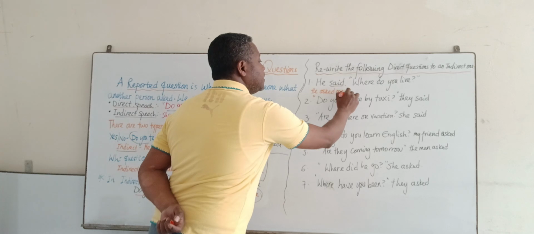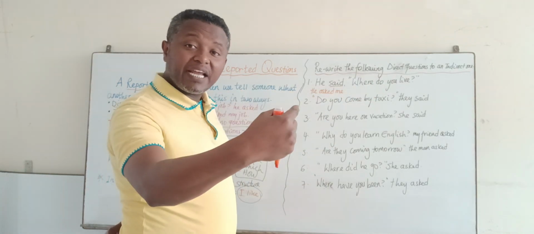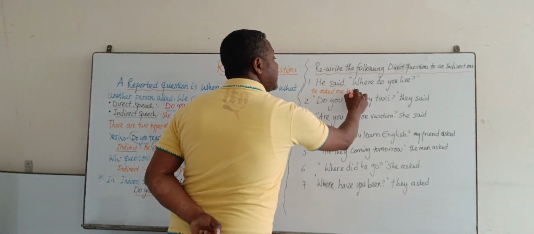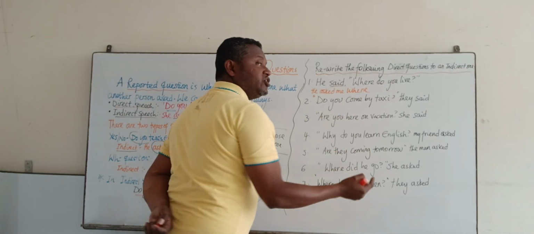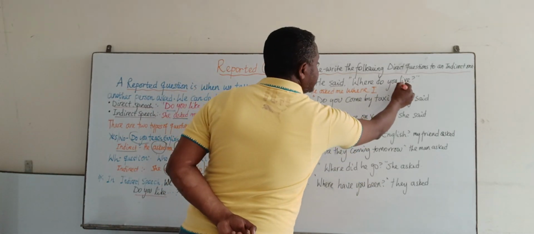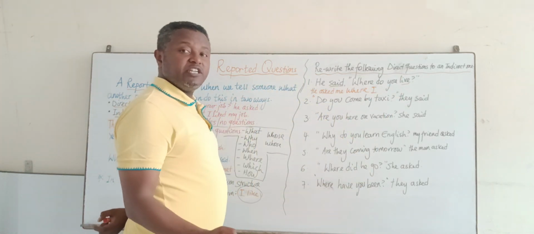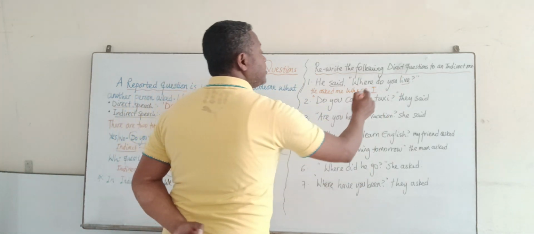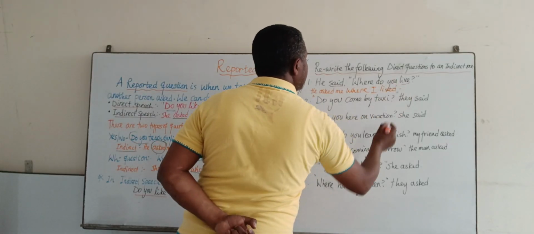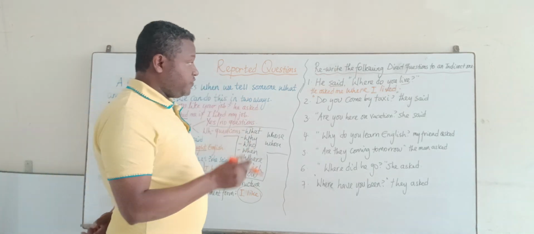Me, okay, where, it says, where do you live? So the question is directed to me, right? So he asked me where, you will be changed into I. Where I, the question is present simple, the verb is live. So present simple will be changed into past simple. So the past form of live is lived, okay? So he asked me where I lived. That is the answer for the first question.